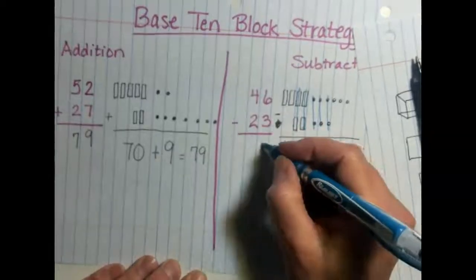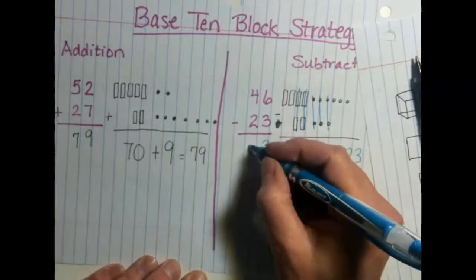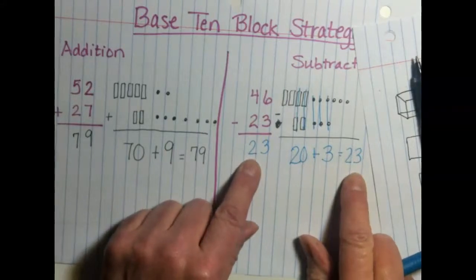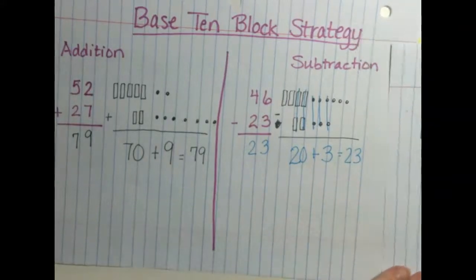6 minus 3 is 3. 4 minus 2 is 2. Does it work out? It sure does. Okay, this is the base 10 block strategy. I hope this helps a little bit.